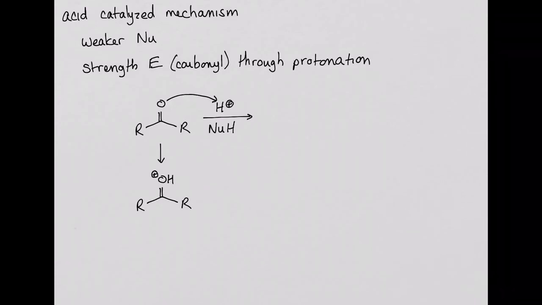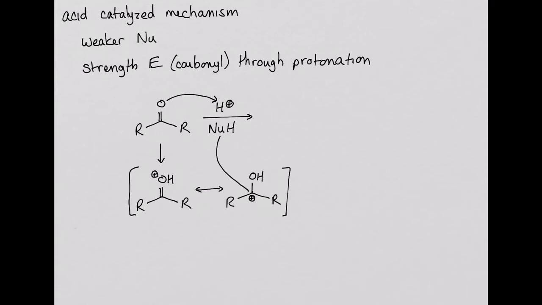Protonation of the ketone or aldehyde makes it a better electrophile. This protonated carbonyl has a resonance structure. The protonated carbonyl is now a much better electrophile that can react with our weaker nucleophile. This produces the tetrahedral intermediate.